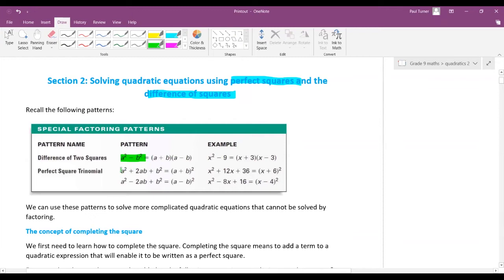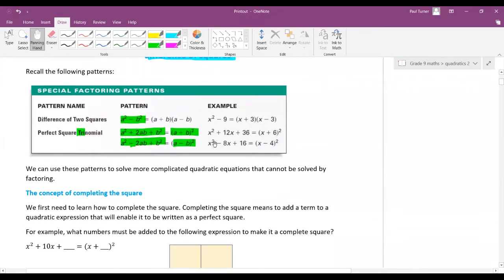Then the perfect square trinomials, tri being 3, so we have 3 terms here. And we have these already. We've used these before. So a squared plus 2ab plus b squared is a plus b all squared. And when it's negative, then we'll have a minus b all squared, okay? And we've done these a lot already, so you're probably used to them.